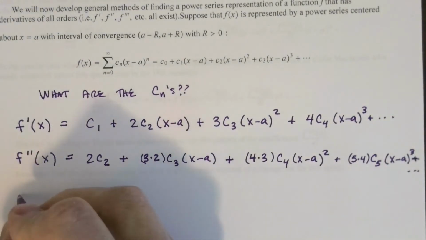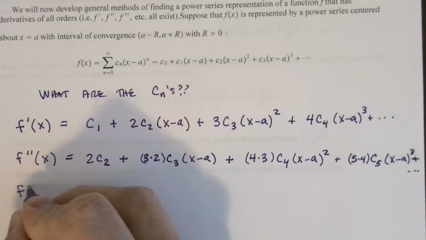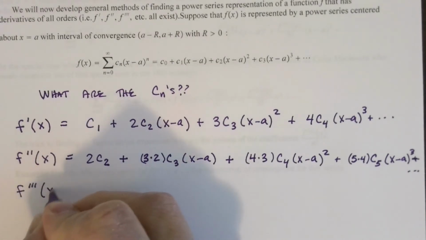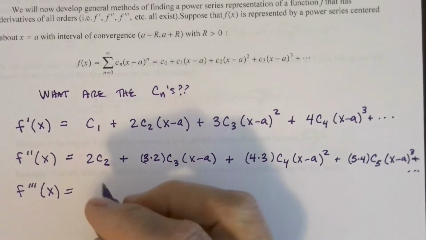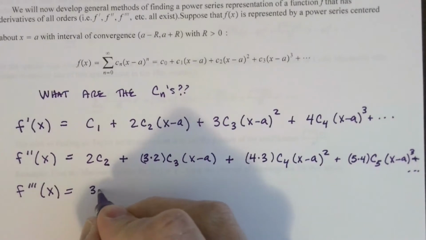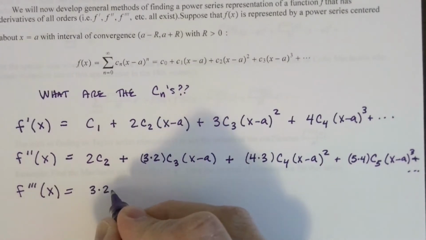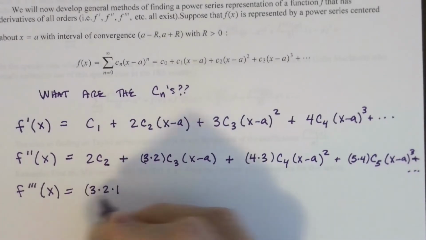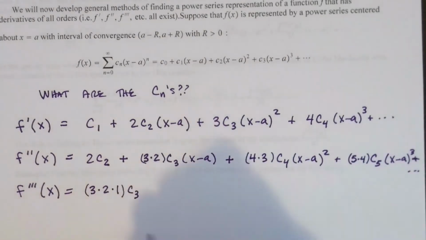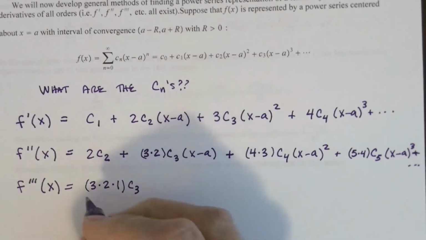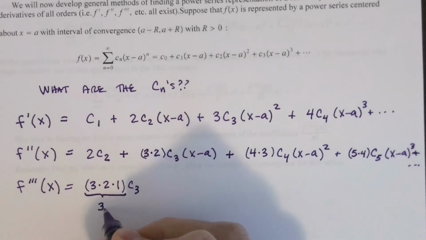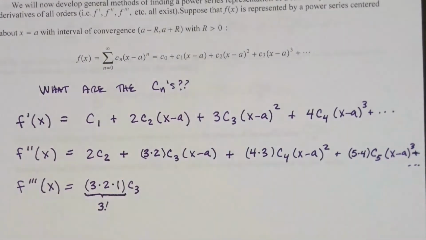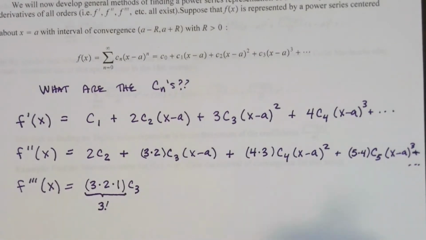So pattern recognition here. Let's go to the third derivative. Derivative of a constant is 0. What's the derivative of this thing going to be? Just 3 times 2, 3 times 2 c3. Is that the same as 3 times 2 times 1 c3? Yeah. Why would I do that? Well, let's see. What is that really? 3 times 2 times 1. Isn't that 3 factorial times c3?